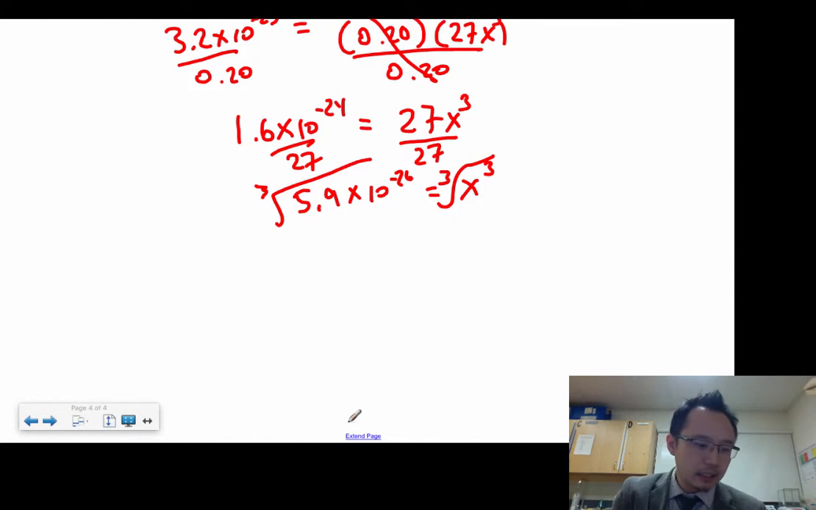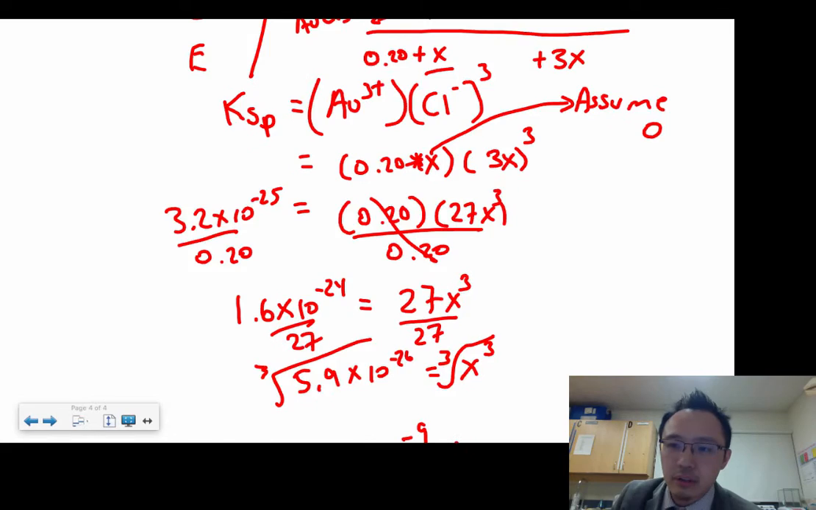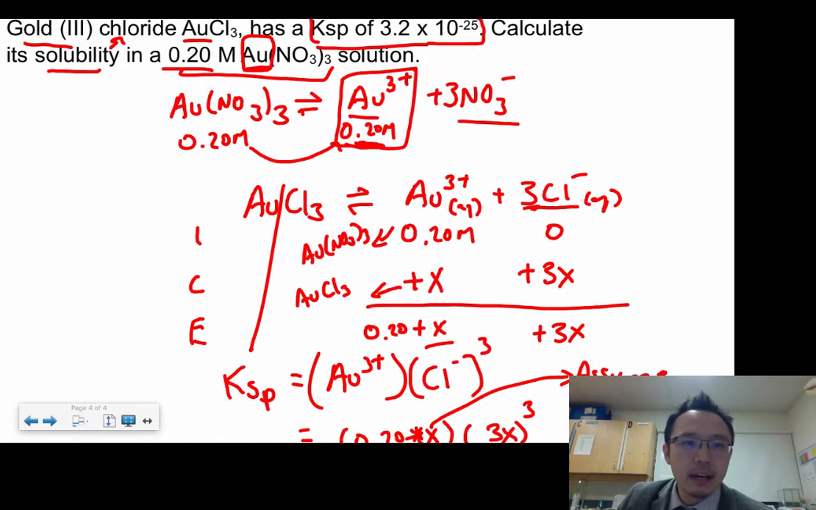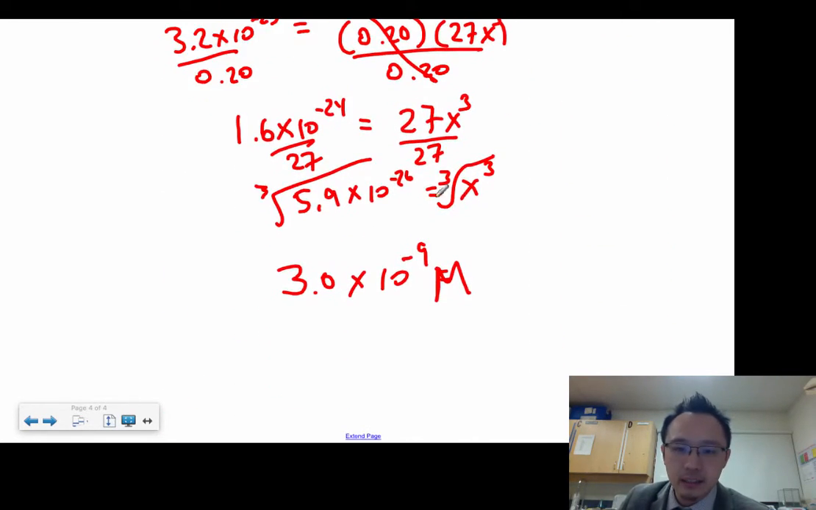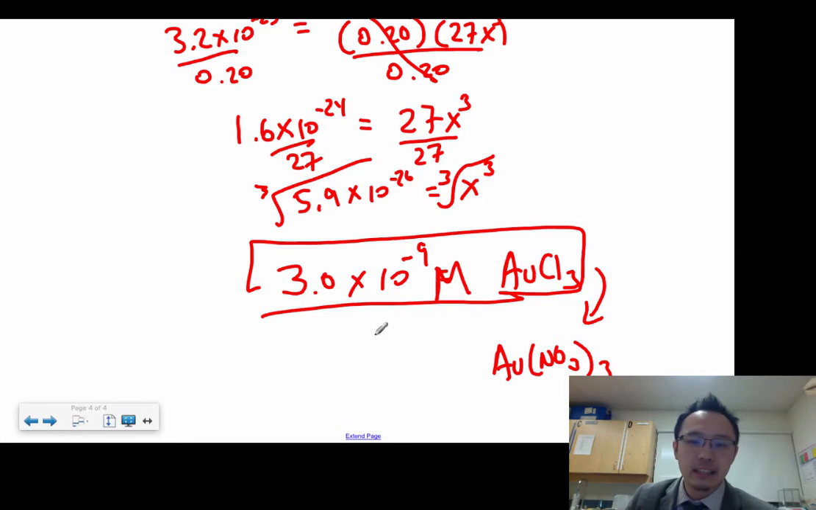Let's see what we get. You're going to get a very small number. It's a nice even number, so 3.0 times 10 to the negative 9. That's my molarity. What's the concentration of this that we just saw? That is my gold chloride. So this is my gold chloride concentration in a gold nitrate solution. So this is my solubility in an existing concentration.